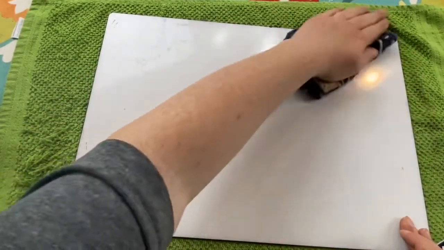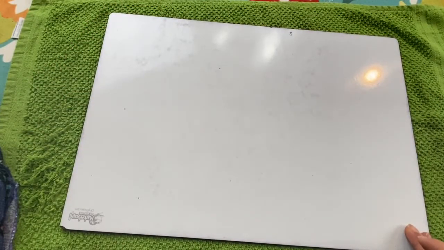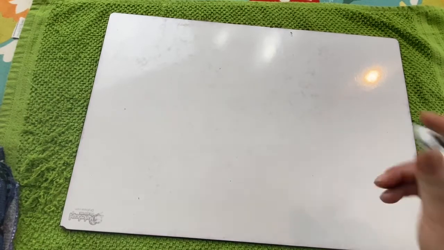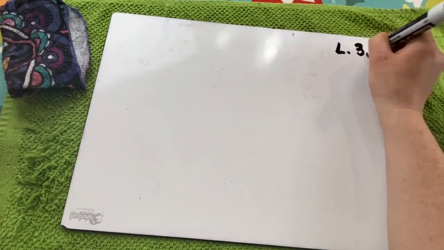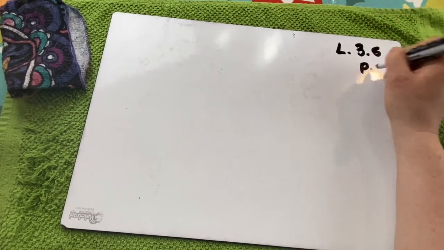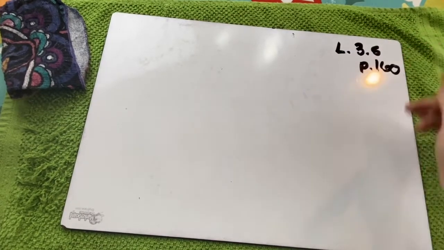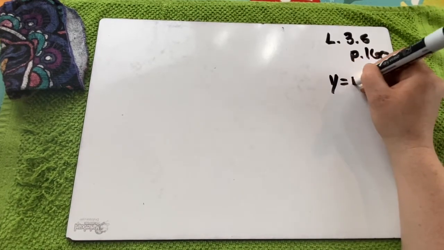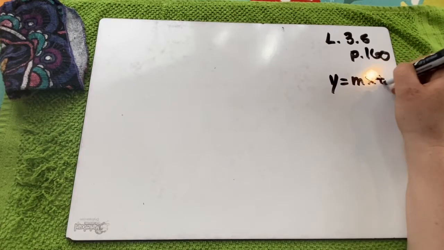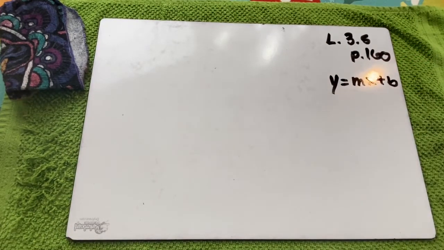Okay, so today we're going to be working on 3.5. So we're doing lesson 3.5. I'm on page 160. So open your book up to page 160. Okay, so linear equations. So this is where we have y equals mx plus b, right? That's a linear equation.